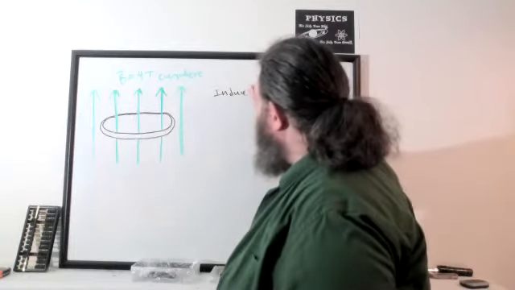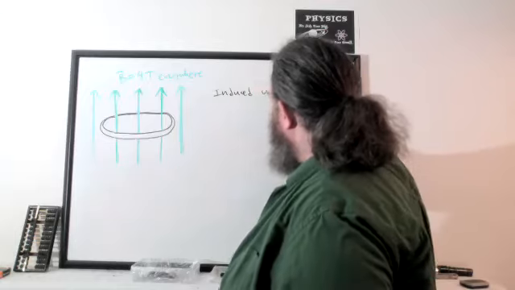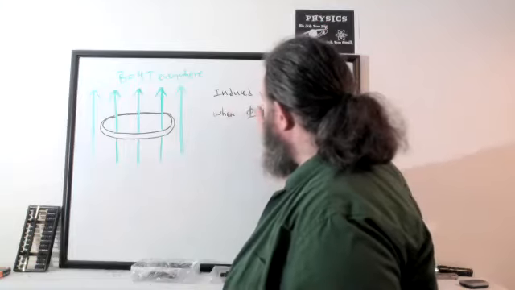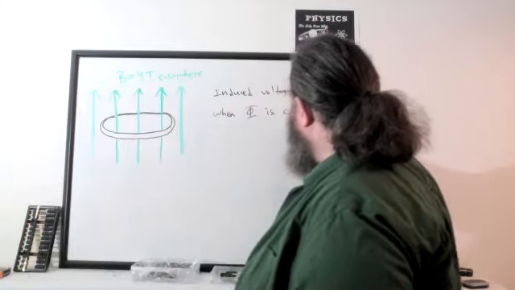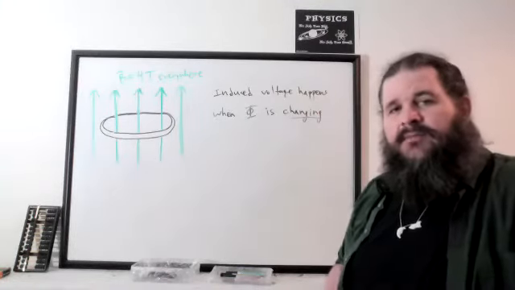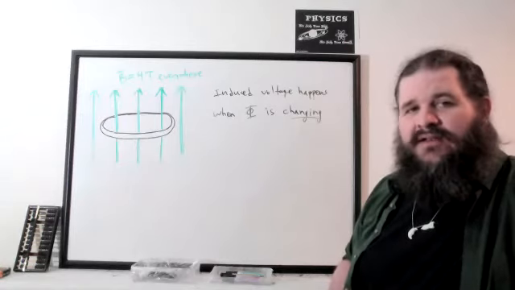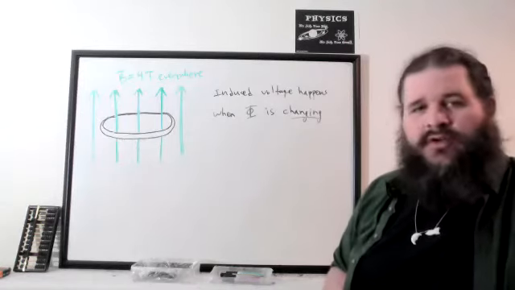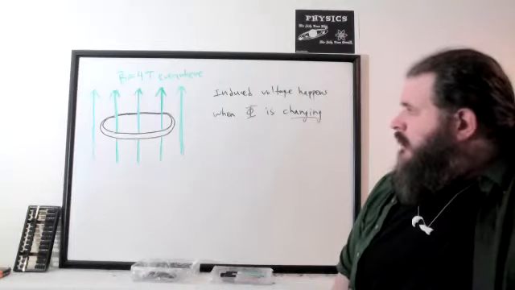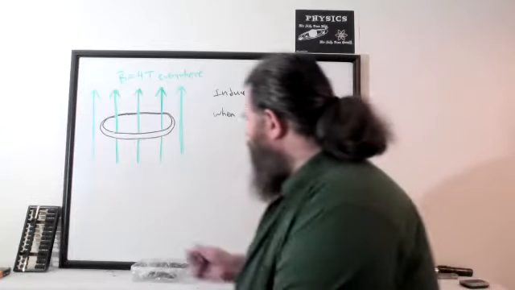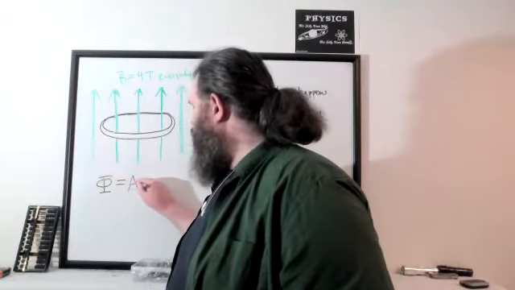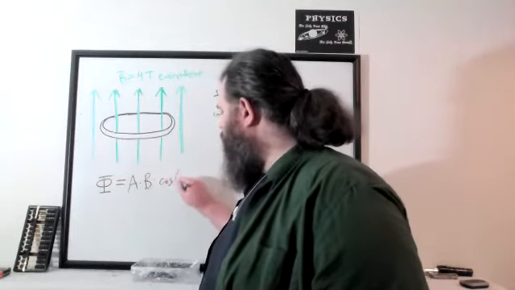Induced voltage and induced current happen when the magnetic flux is changing. And that's when it's currently in the process of changing, not just that it has changed at some point in the past. The magnetic flux has to be changing right this instant in order for there to be induced voltage. And the faster the flux is changing, the more voltage you get. So let's write out the flux here. We've got the usual formula, flux equals ABC, area times magnetic field times cosine theta.